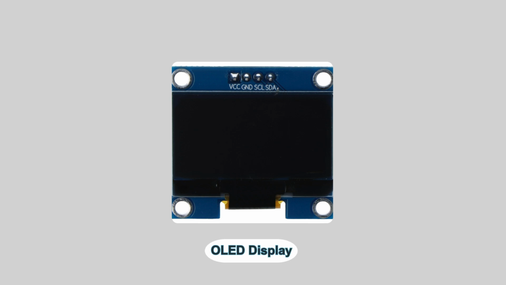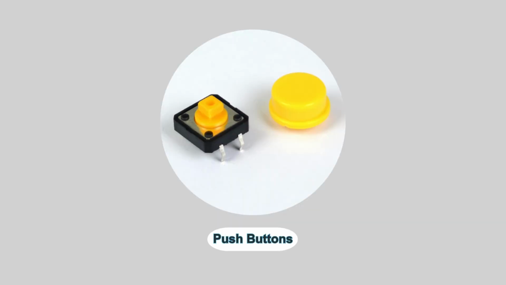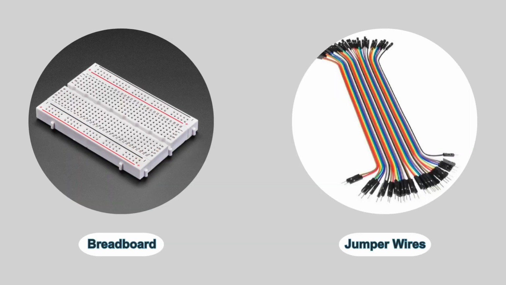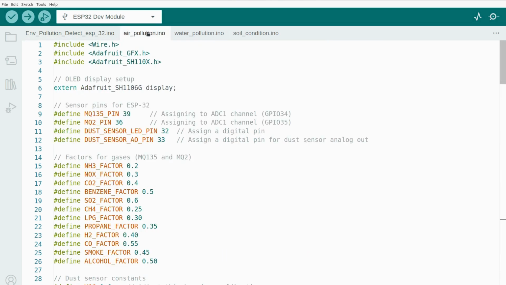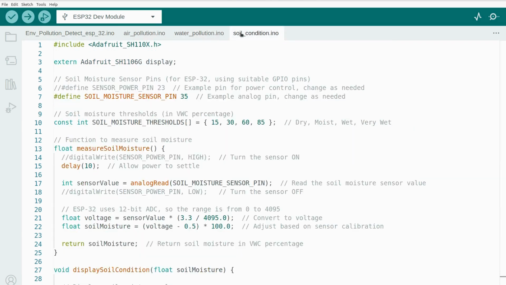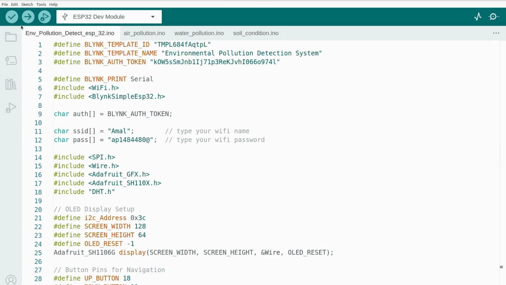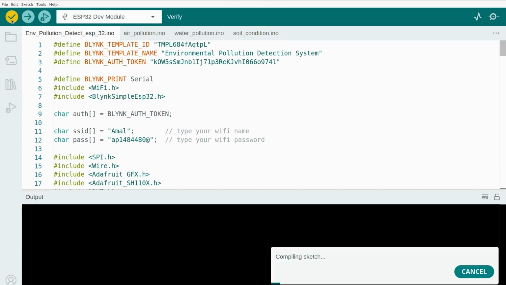1.3-inch OLED display, which shows real-time readings. 4 push buttons, which are for menu navigation. Breadboard jumper wires, for connecting everything during prototyping. And power source, which is USB or battery for portability. And here's the code that powers this entire project. You'll find it shared in the first comment of this video.